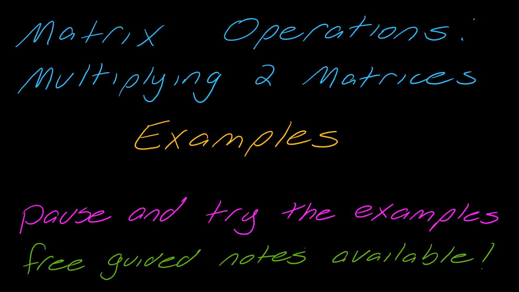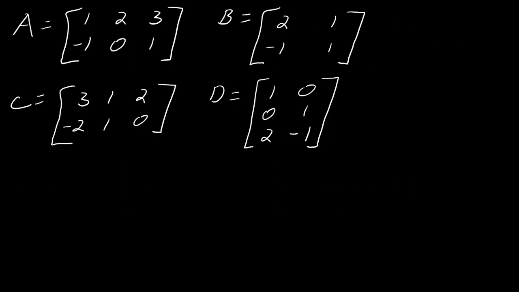Okay, so for this video, we're going to just talk about multiplying two matrices together. I'm just going to do a few examples of this. So I have these four matrices here. And so what we're going to do is complete these operations of multiplying the matrices together, if possible. So let's just jump right into it.